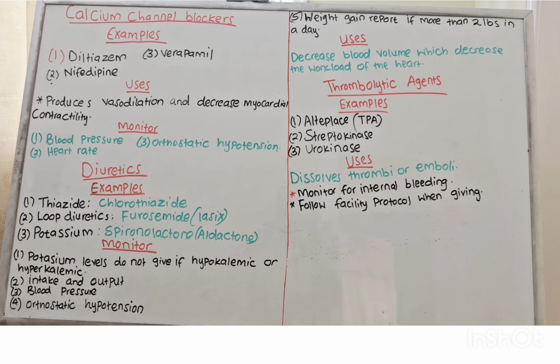Now let's talk about thrombolytic agents. Examples of thrombolytic agents are TPA, streptokinase, urokinase. This is a critical medication, usually given in critical care settings such as the ICU. Uses: dissolve thrombi or emboli. Monitor for internal bleeding. Follow facility protocol when giving.